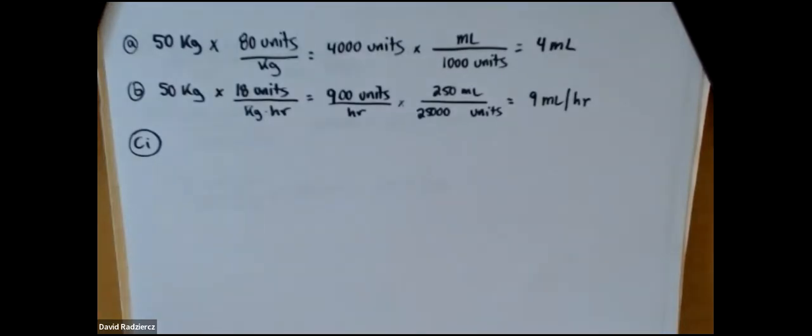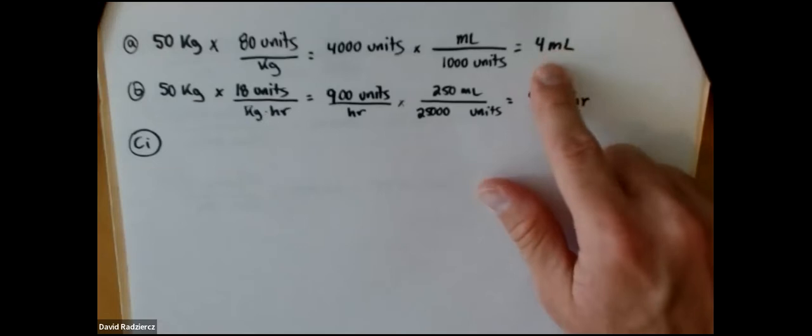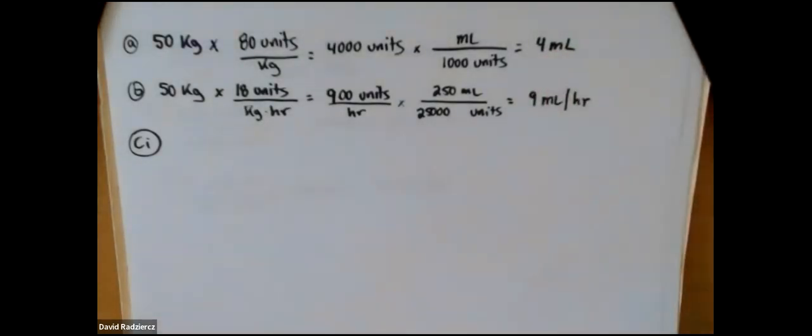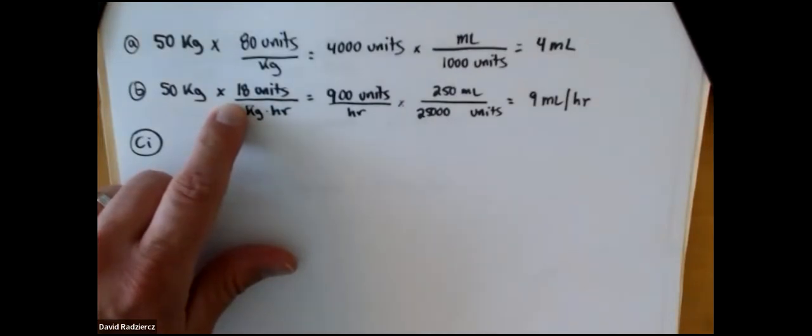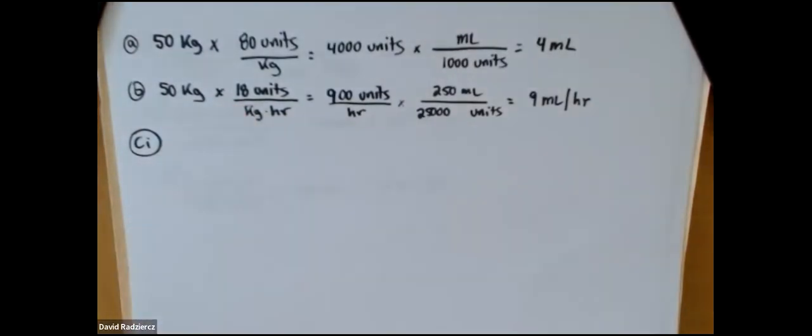Now, on the actual test, this might be the only thing you're doing a calculation for. So the rebolus may not mean anything, but because you know 40 units is half of 80 units, you could just safely assume that it will be a 2 milliliter rebolus. But I'll show you how to do the math. I'm going to do basically the exact same thing I did in A. But for B, I need to make sure that I increase the rate by 2 units per kilogram per hour, meaning that we started at 18 units per kilogram per hour, but now I'm going to change that to 20 units per kilogram per hour.